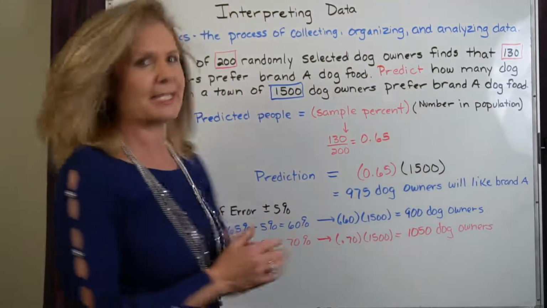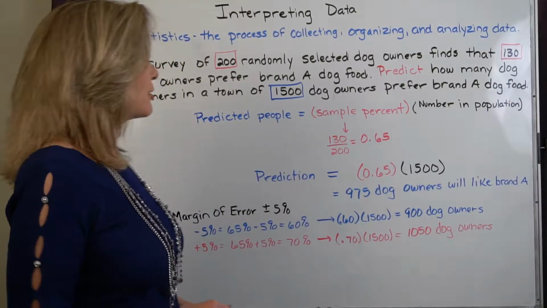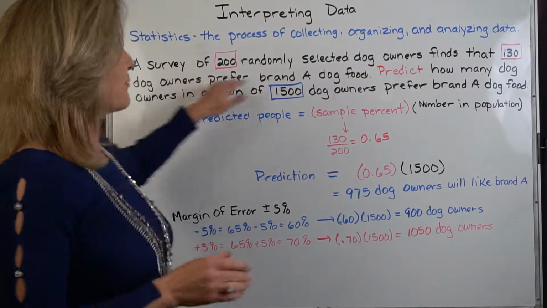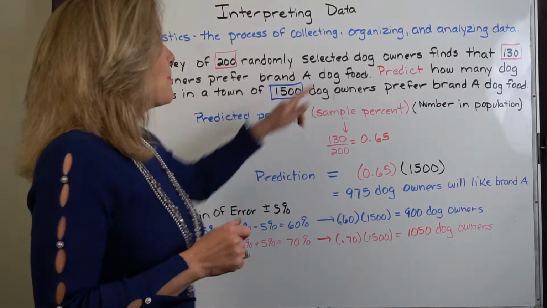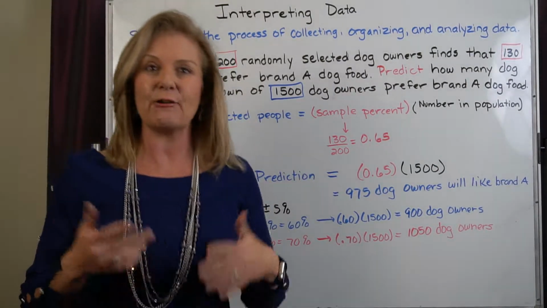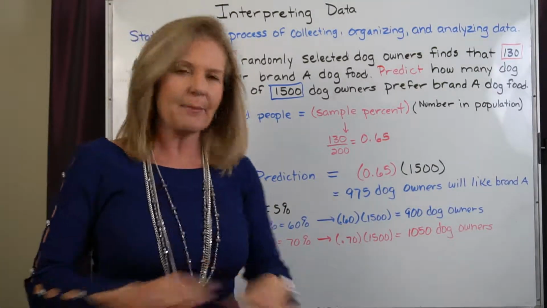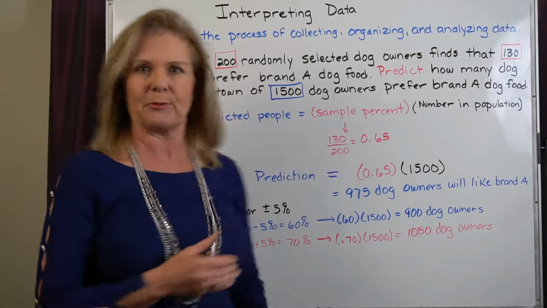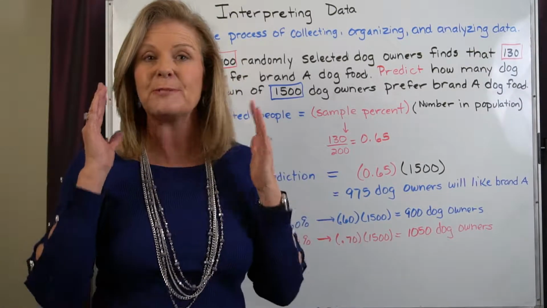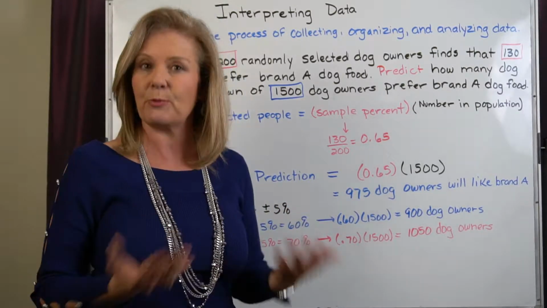So say we have this problem. A survey of 200 randomly selected dog owners finds that 130 out of the 200 dog owners prefer brand A dog food. Predict how many dog owners in a town of 1,500 people would also prefer brand A. Now, I'm not going to go to the town of 1,500 people and ask them the same question. Statisticians never do that. They use math to make a pretty accurate prediction of how many would respond to that.